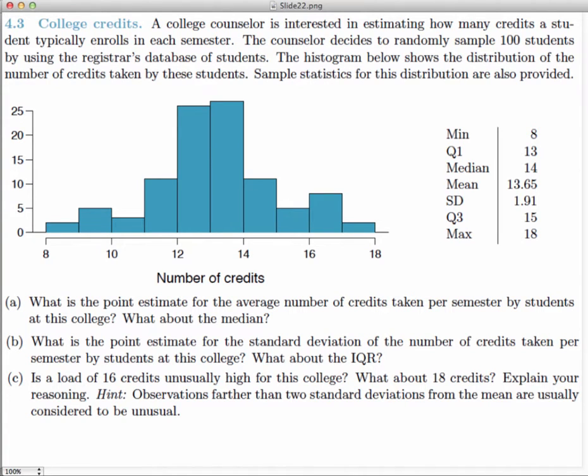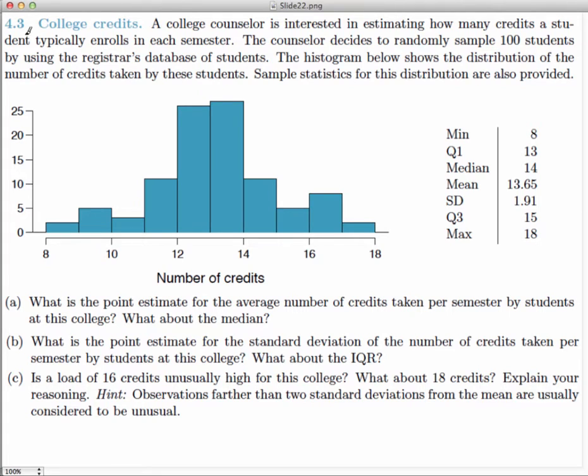Okay, so a college counselor is interested in estimating how many credits a student typically enrolls in each semester. The counselor decides to randomly select 100 students by using the registrar's database of students. The histogram below shows the distribution of the number of credits taken by these students. Sample statistics for the distribution are provided. In other words, they did a summary on the data, and they calculated the standard deviation.